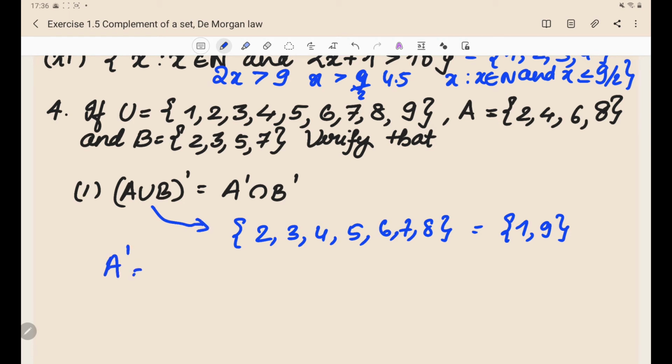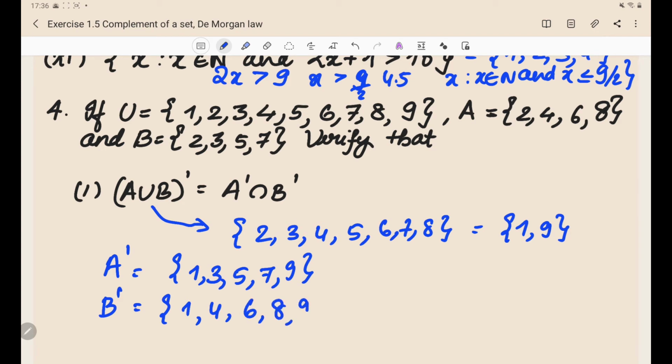Now let's see what A complement is. A complement is what? 1 is there, 3 is there, 5 is there, 7 is there and 9 is there. What is B complement? 1, 2 is not there, 3 is not there, 4, then 6, 8 and 9. So what are the common elements in it? You can see only 1 and 1, and 9 and 9, right? Rest all there are no common elements. So A complement intersection B complement is again what? 1 and 9. And hence we have proved the first section of the problem. So it's the same, hence we have also proved De Morgan's law.